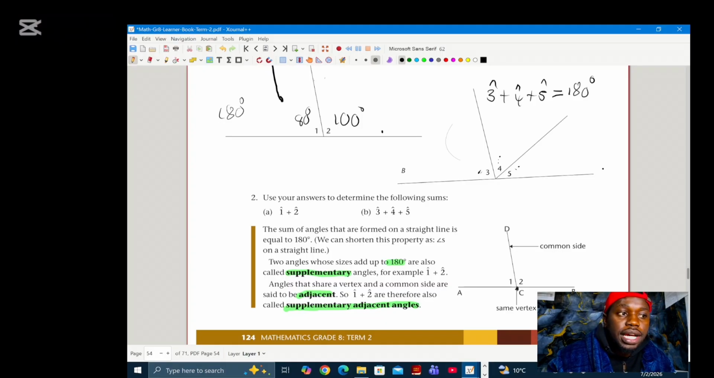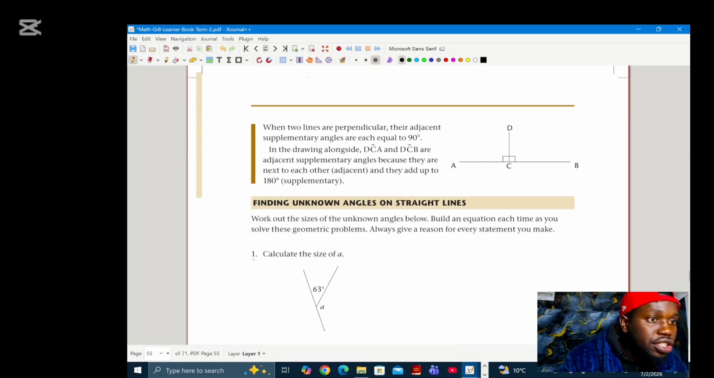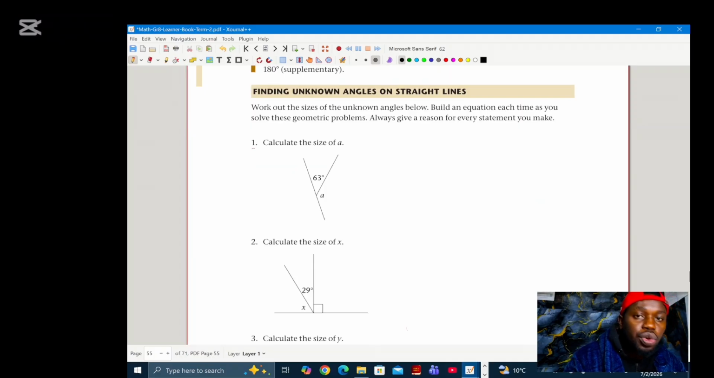And a common side. Usually when angles are placed like this, we say that they are supplementary adjacent angles, because for example 1 and 2, as we proved there, add up to 180. But they also share a vertex and a common side, so they are supplementary adjacent angles. Without wasting any time, let us do examples, and let me show you how we use that law to find unknown angles.